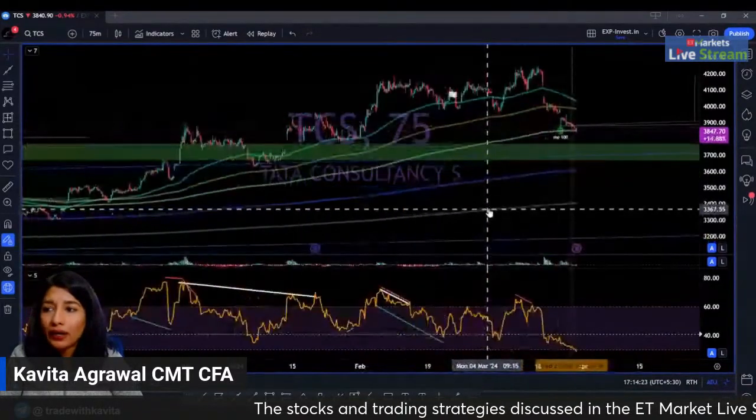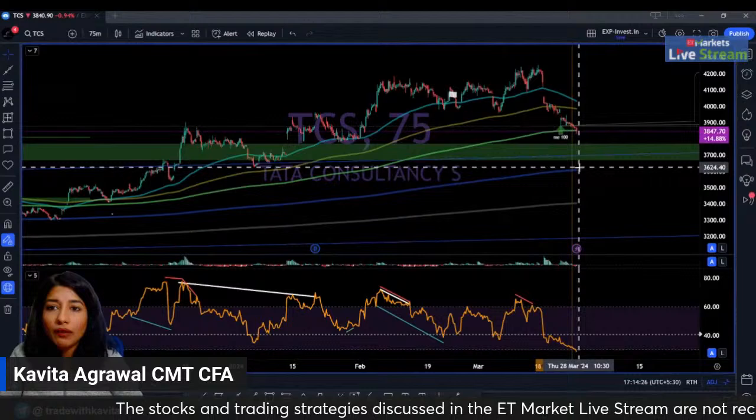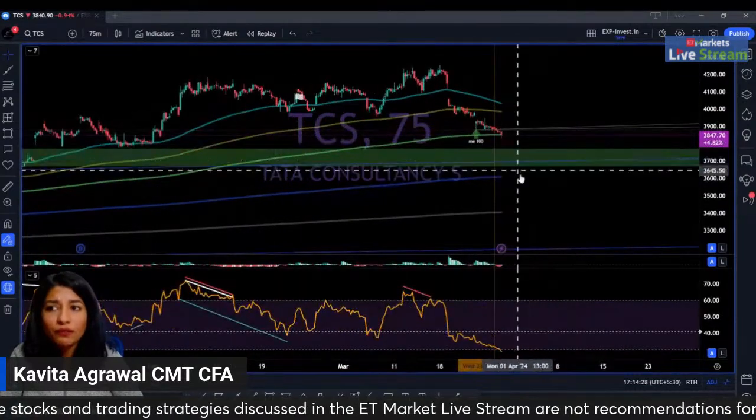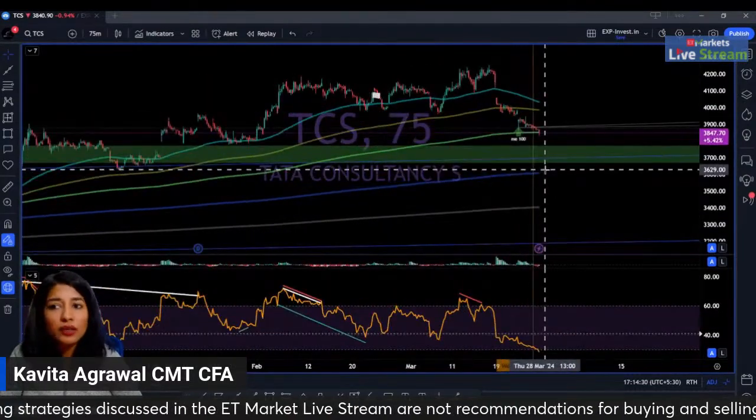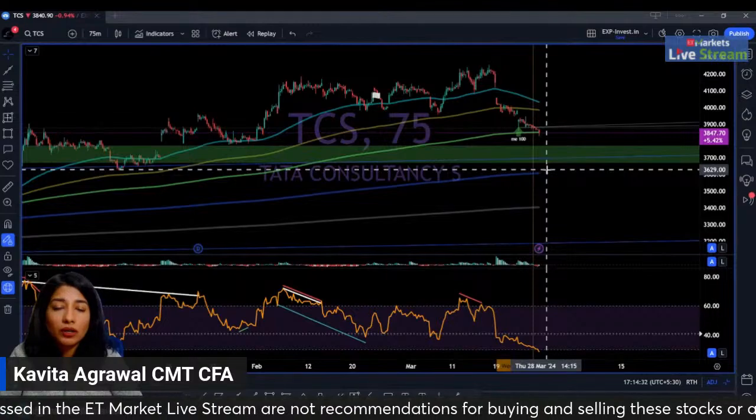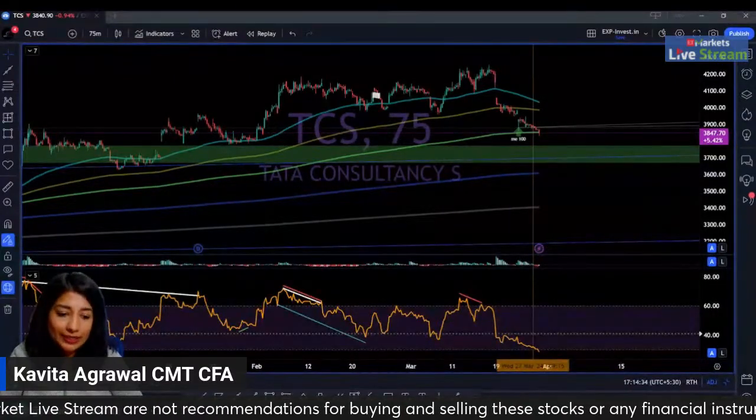If you're holding currently, then use the stop loss at the level of 6225. And even if you plan fresh entries, use the stop loss for the level of around 3625 for TCS.